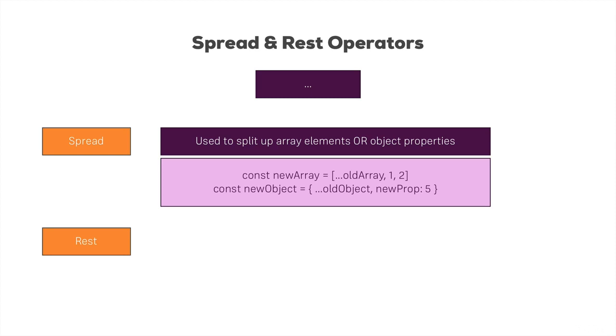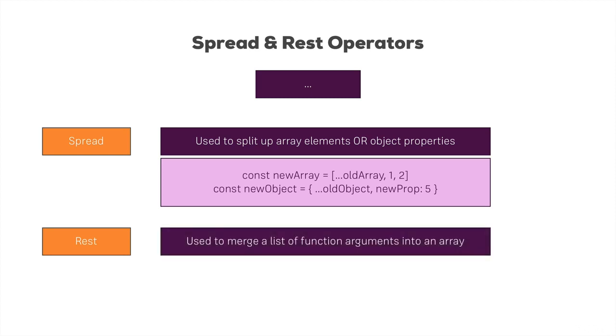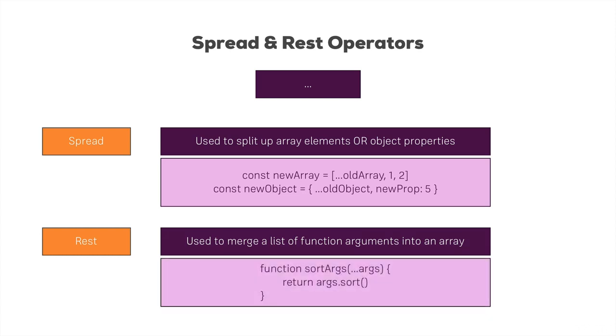Now, the rest operator is the same operator but used differently. Here it's used to merge a list of function arguments into an array. And this shows us where we use it. We use it in a function argument list. Here's an example. Sort args receives an unlimited amount of arguments, so 1 argument, 2, 3, or whatever. With ... we only write 1 argument, args, but we may actually receive more than 1, and they will all be merged together into an array. So then we can apply array methods to our argument list or do whatever we want to do with our conveniently stored arguments. Let's have a look at both usages on JSBin then.